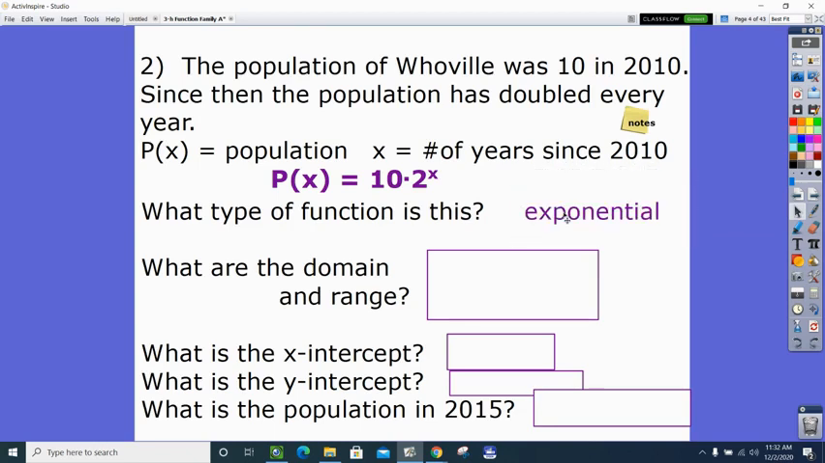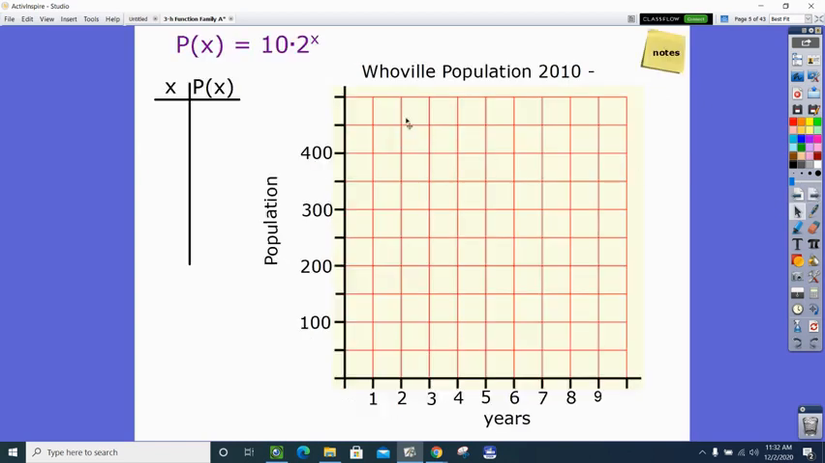And remember, domain, range, all of these questions, we're going to take a look and see if our graph will help us. So we're now going to graph this one. Again, as we graph it, we're going to be using regular graph paper. So you're going to make a y-axis and x-axis. Put your title and your years. This should really say years since 2010, now that I think about it. And this would be population. So if you could just fix that for me.